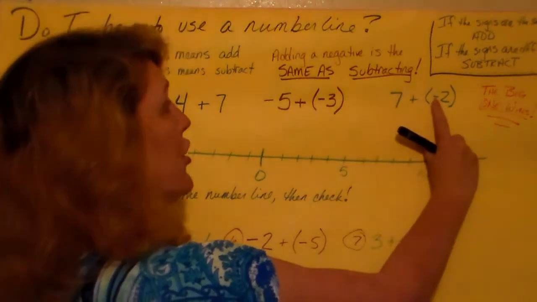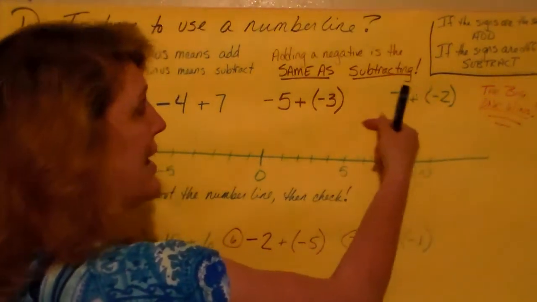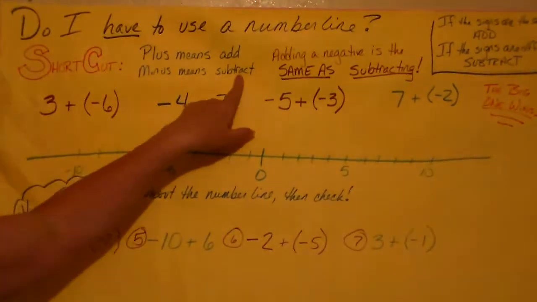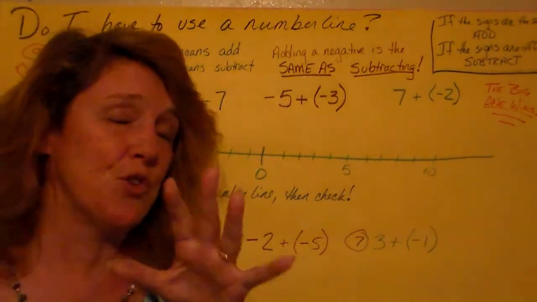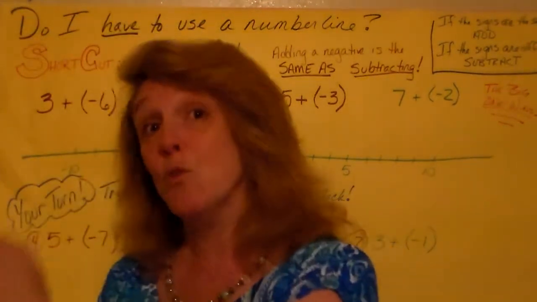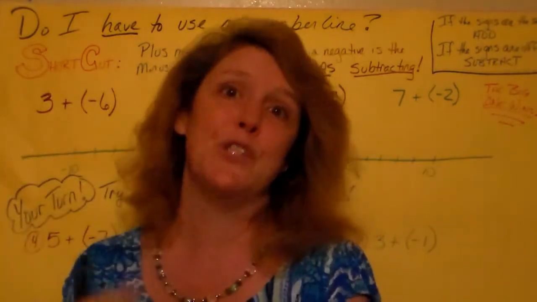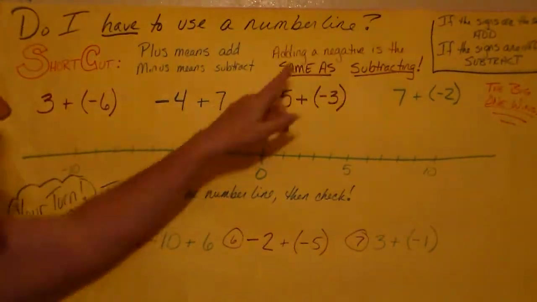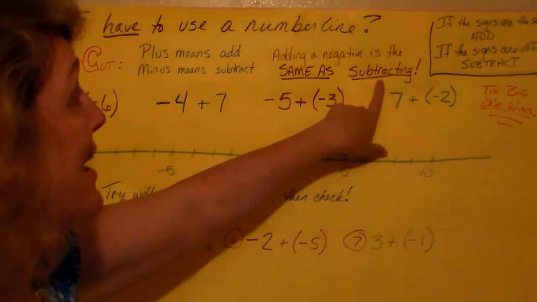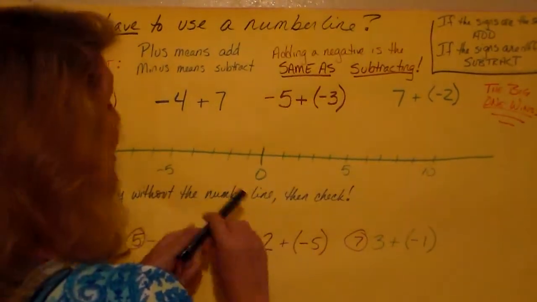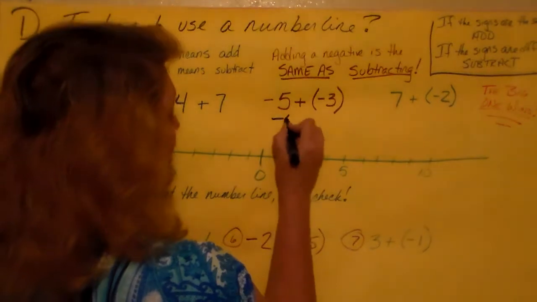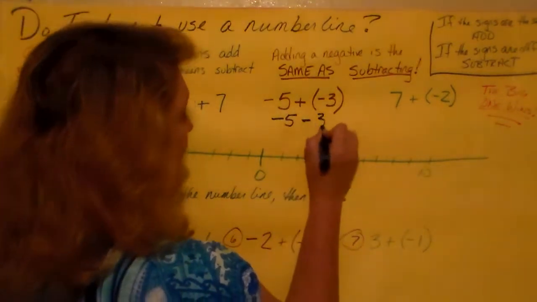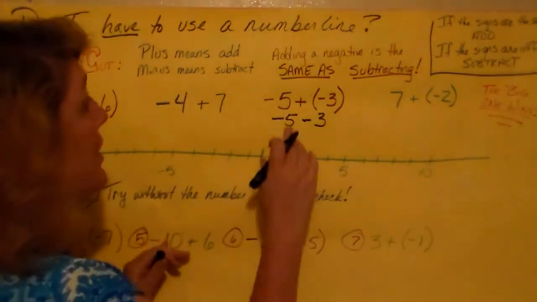This is a 7. You're going to go negative 2 more. You're going to go in the negative direction. So minus means what you've thought of as subtract is now in the negative direction. That's algebra speak for the subtract that you learned in first grade. Adding a negative is the same as subtracting, which is why this problem is really that.